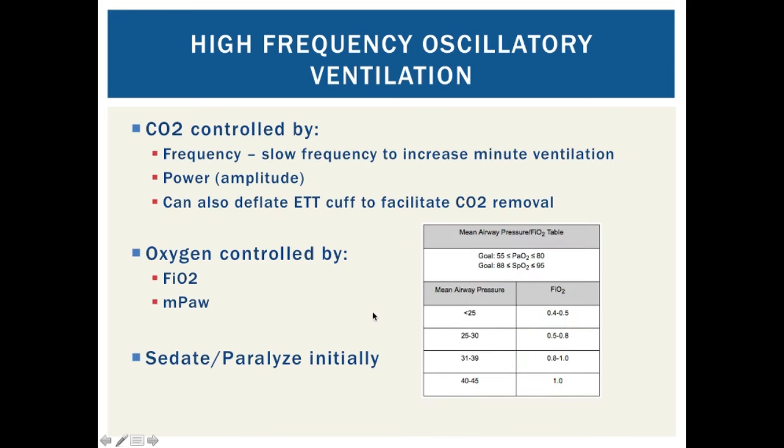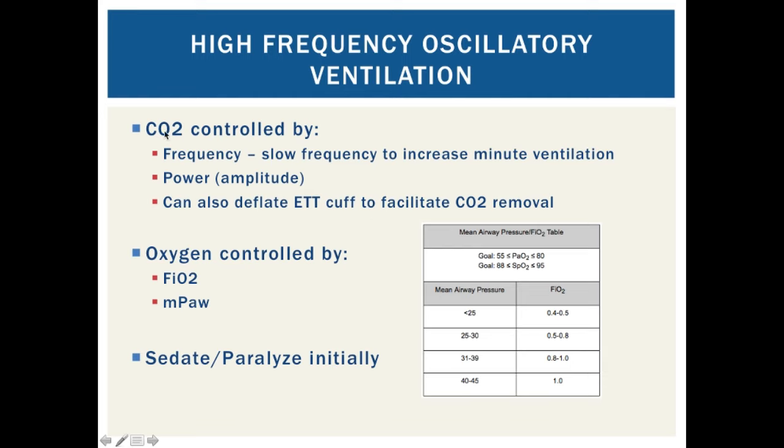So when you're on an oscillator, your CO2 removal is controlled by a couple of different things. The first thing, and I'm going to ignore frequency for a second, is the power. That's how big of a breath you're taking in and out. That kind of makes sense. It's like your tidal volume. Another thing you can do is deflate the endotracheal tube cuff a little bit and cause an air leak, so the air that's being blown into the system is now being drained back out. That's another way to remove CO2.